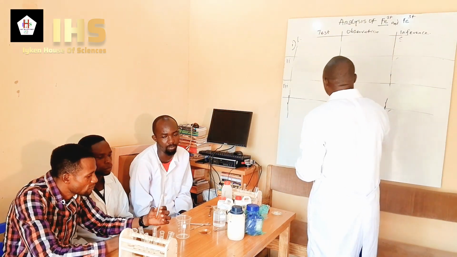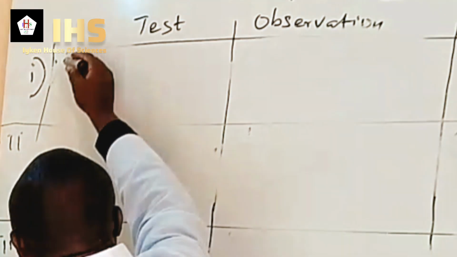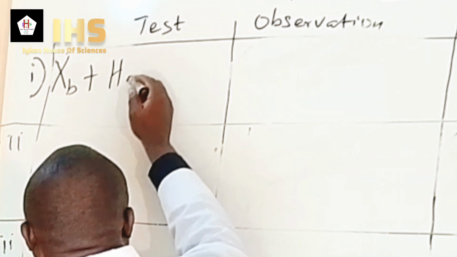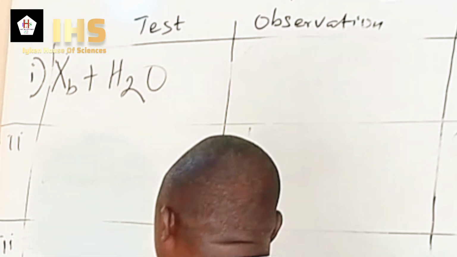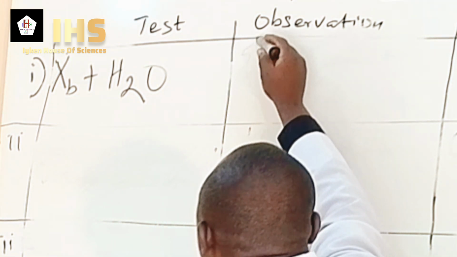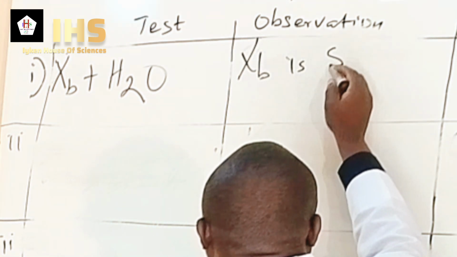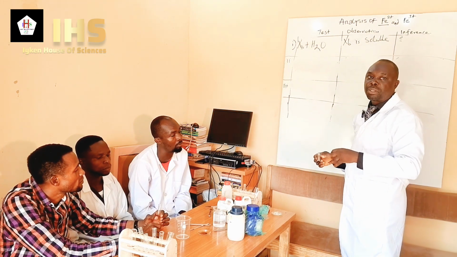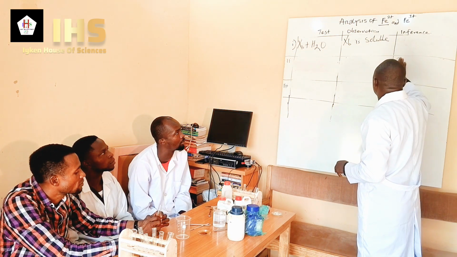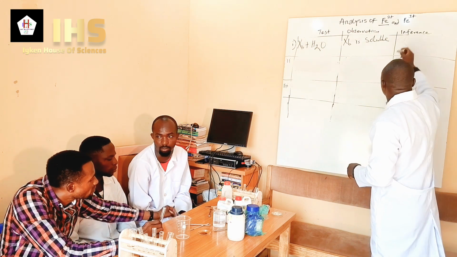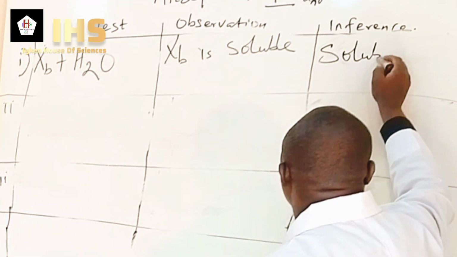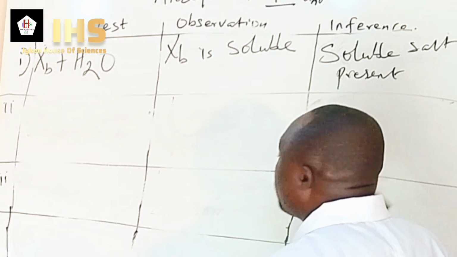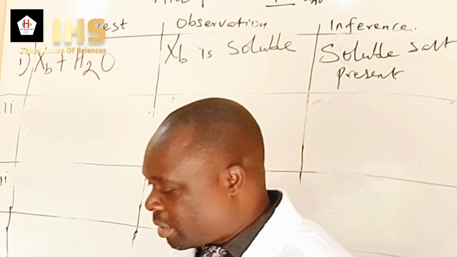Let's call it XB plus water. I'm calling the sample there XB plus water. We say it dissolves in water. XB is soluble in water. The salt containing this iron here is soluble. So we say soluble salt present. We are going to add potassium hexacyanoferrate to check.